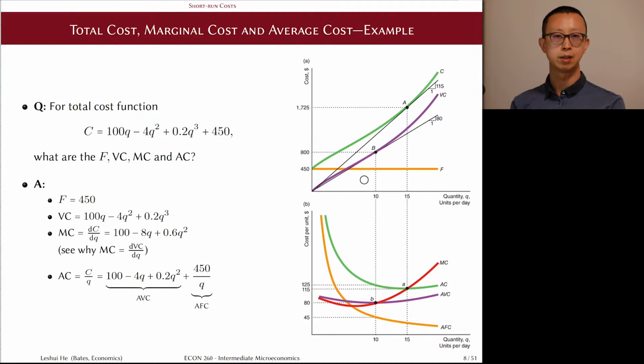These two graphs on the right-hand side illustrate these objects graphically. In the top panel of this graph on the right-hand side, the green curve plots the total cost function, which is here. The purple curve plots the variable cost function, which is the three terms. And the flat yellow curve plots the fixed cost, which is just 450. On the bottom panel, the graph plots the corresponding marginal cost curve and the average cost curves, with the output level lined up with the top graph here. Now let's take a look at these two graphs more closely to understand their properties a little bit better.